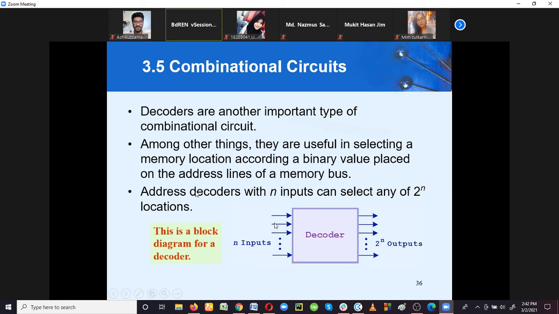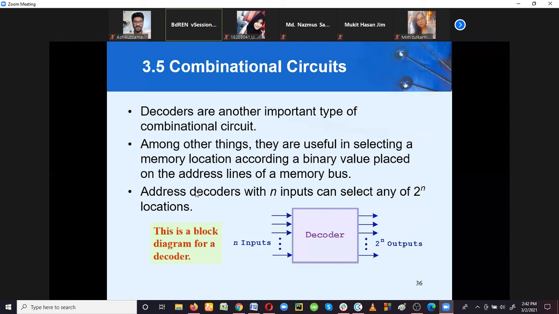So if your input is n, the number of locations will be 2 to the power n. For n equal to 2, that means 2 to the power 2, which is 4. This is a block diagram for a decoder. The input is n and the output will be 2 to the power n. This is called a decoder.